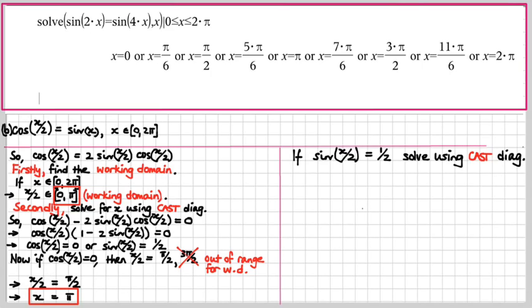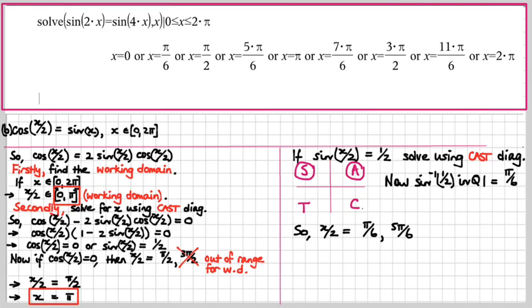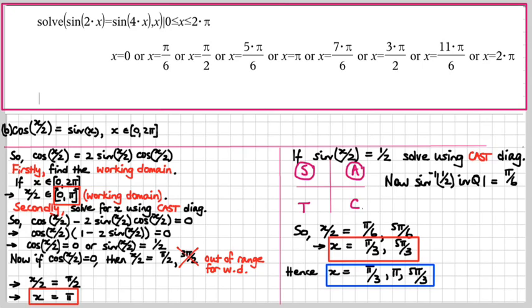Now we better do the other one, where sine x on 2 equals a half, using the CAST diagram, and x on 2 is only allowed to go from 0 to pi. Well, oh yeah, you'll get two solutions out of that, because these two quadrants are both positive, and we're allowed to go up as far as pi. So the angle that has a sine of a half is pi on 6, therefore x on 2 will be pi on 6 or 5 pi on 6, therefore x will be pi on 3 or 5 pi on 3. Now we'll combine those two solutions and put them all in nice, neat order, and we'll get that.